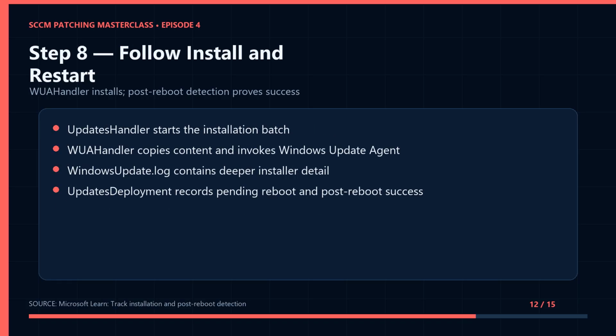When enforcement is allowed, UpdatesHandler starts the installation job and builds the update batch. WUAHandler copies the approved content into the Windows Update Agent cache and starts the asynchronous installation. WUAHandler records the reported result and whether a restart is required. WindowsUpdate.log provides deeper agent and installer context.